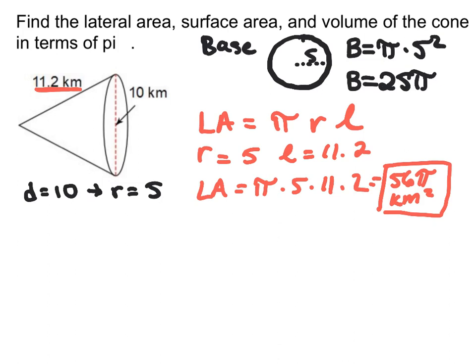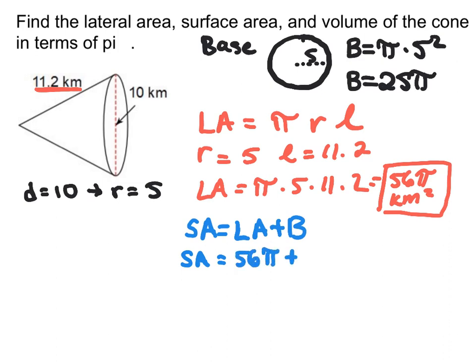Now for surface area, it's the lateral area plus the area of the base. So the surface area equals the lateral area of 56 pi plus the base of 25 pi. So 56 plus 25 gives us our answer of 81 pi kilometers squared.